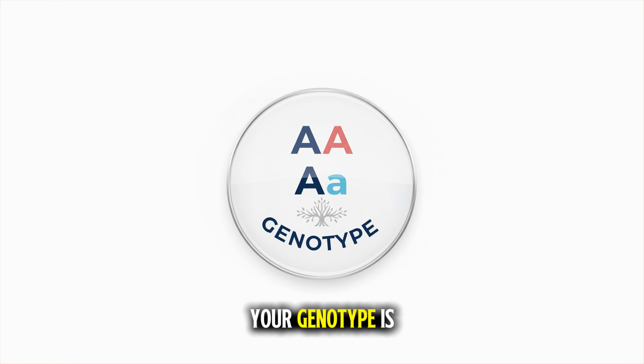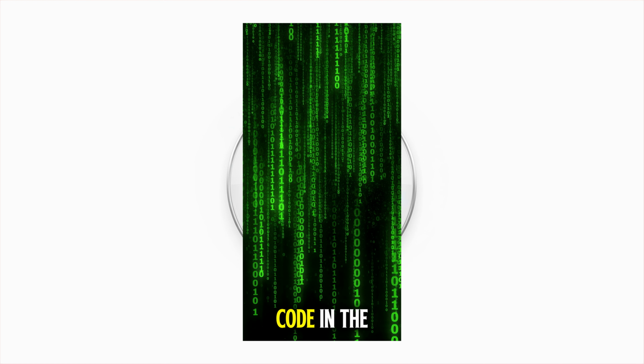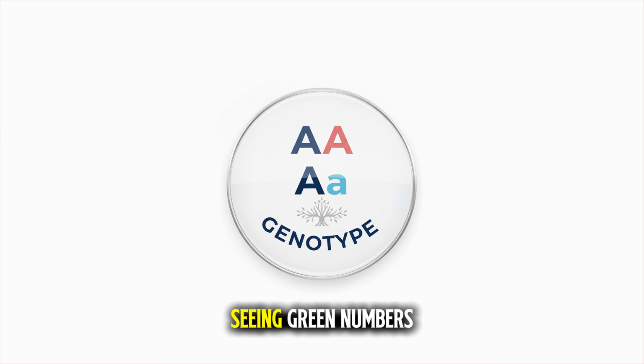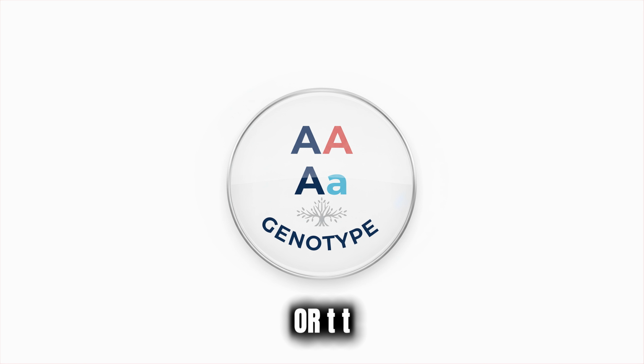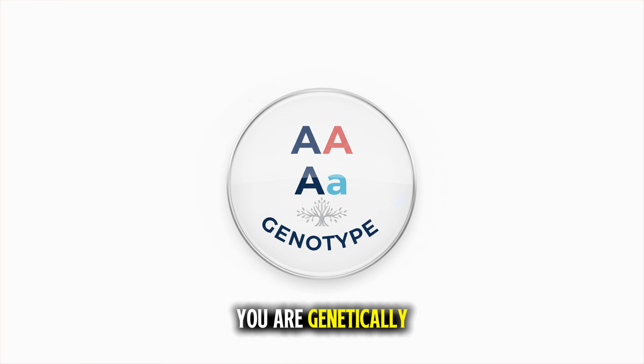Genotype. Your genotype is your genetic blueprint, the actual letters behind the scenes. It's like the code in the Matrix, except instead of seeing green numbers, you get combinations like TT, Tt, or tt. This is what you are genetically, not what you look like. You could be carrying a recessive gene for blue eyes while rocking brown ones yourself. Your genotype is the backstage pass, your phenotype is the concert. And trust me, the two don't always match the hype.